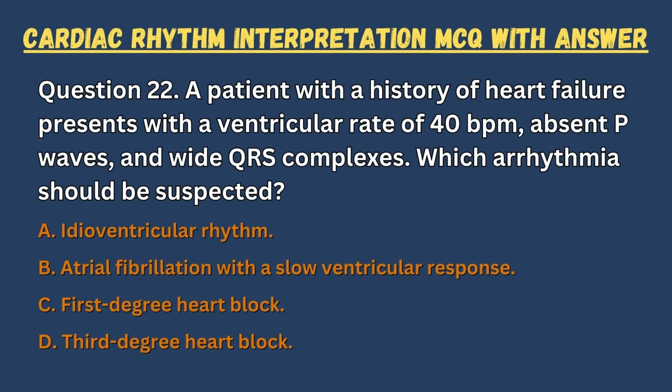Question 22. A patient with a history of heart failure presents with a ventricular rate of 40 BPM, absent P waves, and wide QRS complexes. Which arrhythmia should be suspected? A. Idioventricular rhythm. B. Atrial fibrillation with a slow ventricular response. C. First-degree heart block. D. Third-degree heart block.